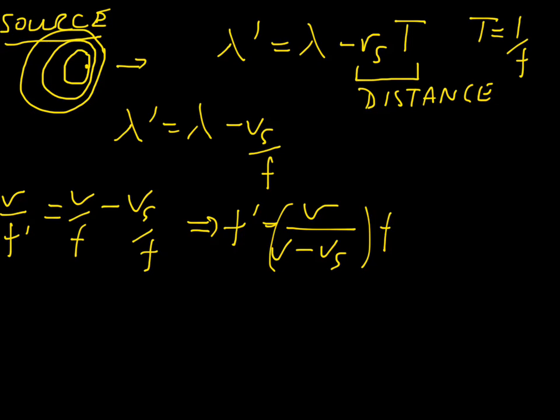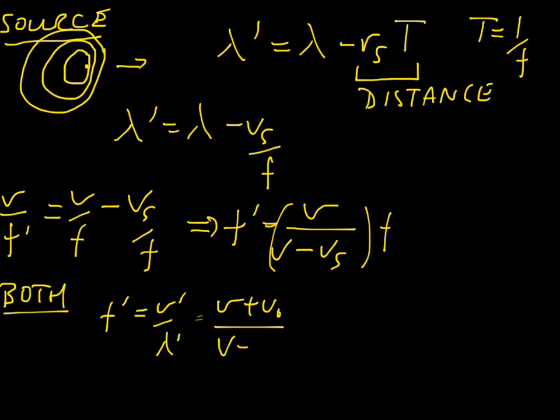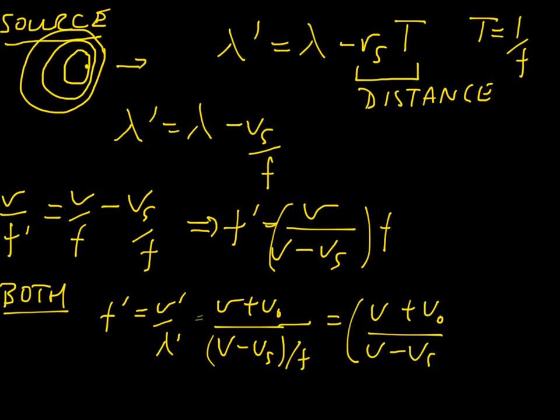If both source and observer are moving, then you combine both the changed velocity and the changed wavelength. So we see that f prime is equal to v prime over lambda prime, which is equal to v plus vo divided by v minus vs, but remember that v minus vs is divided by the frequency there, so that just gives you v plus vo divided by v minus vs times the original frequency.